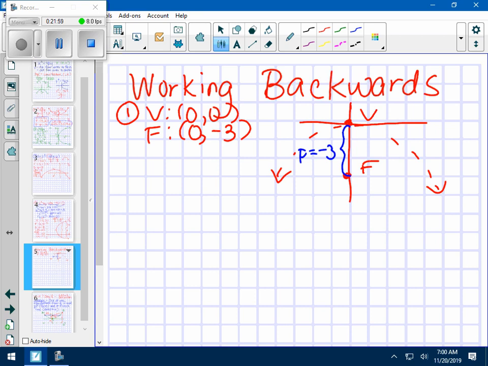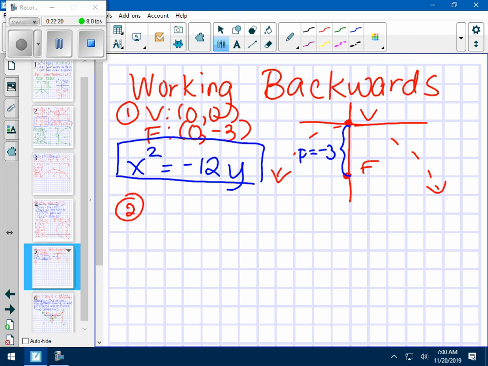And with the vertex at the origin, the general form is going to be x squared equals 4py. So to work backwards here, the equation would be x squared equals 4 times p, which would be -12y. This is a parabola whose vertex is at the origin and has a focus at 0, -3.